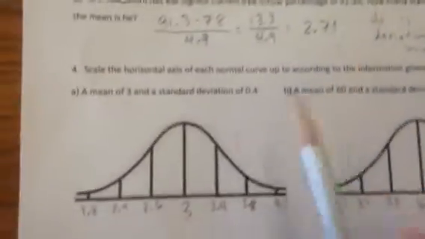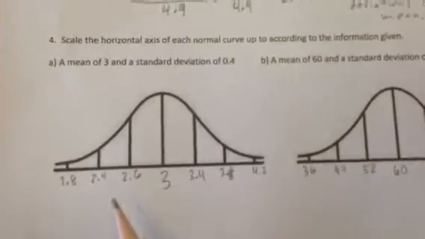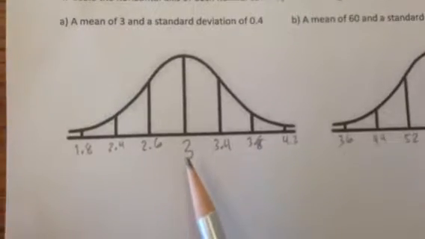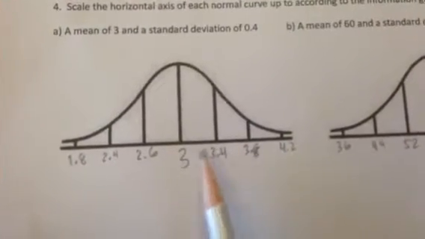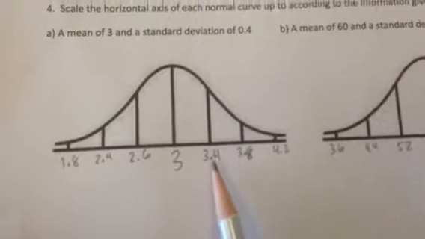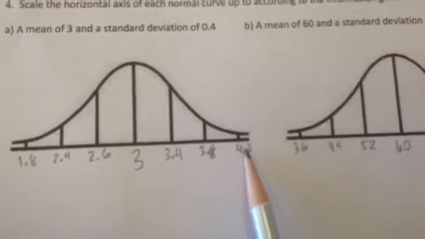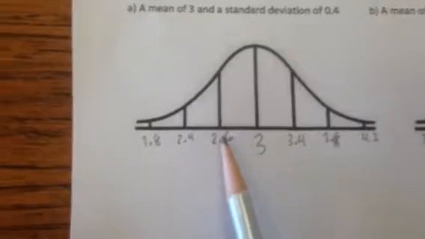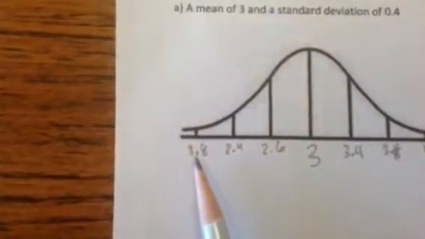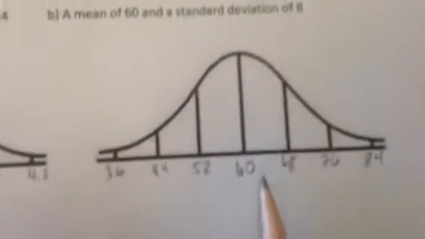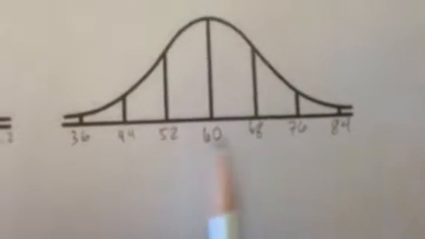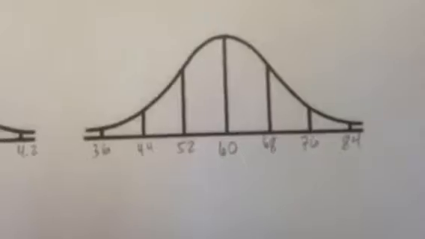Pretty amazing. All right, so these normal curves here with their scaling of the x-axis, pretty basic stuff here. There's your mean, standard deviation of 0.4, so just keep marking off 0.4 increments: 3.4, 3.8, 4.2, and then going down below, 2.6, 2.4, and 1.8. Over here where the mean was 60 and the standard deviation was 8, it gives you numbers like this. I don't think I need to read them off. You can check them out.